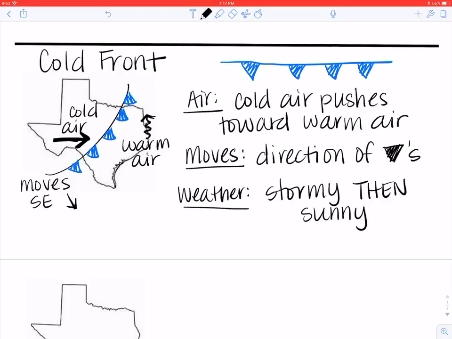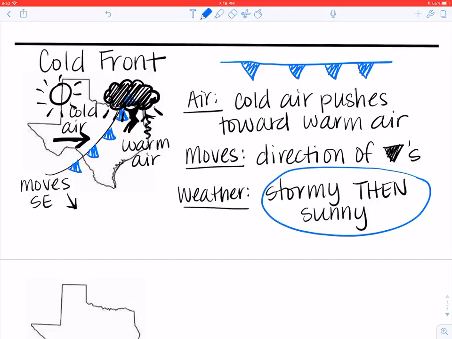So on my Texas, I'm going to draw this. What I usually see right along this line, that's our front boundary, so it's separating two air masses, I'm going to see really stormy weather. But behind the front, where that cold air is, I'm going to see pretty sunny skies. So after that front pulls through, it's going to feel a little cooler outside, and it's going to be sunny. So go ahead and take your blue color again, and I want you to circle stormy, then sunny. So you need to remember the symbol for a cold front, what it looks like, and that the weather is stormy, then sunny.